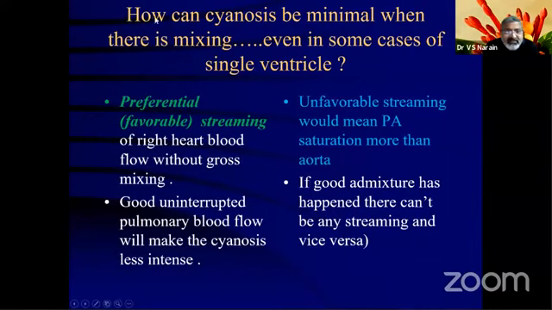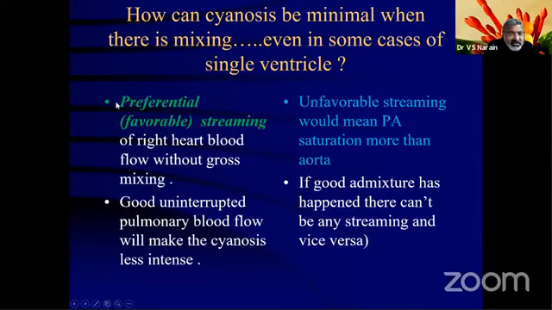Now the question is that if you have such a good mixing, how can cyanosis be minimal? Sometimes it can be so minimal that it can even be missed. Even in a single ventricle, you can miss cyanosis. Now what is the reason? You have a good chamber where all the blood is mixing, but still the cyanosis is not as much.